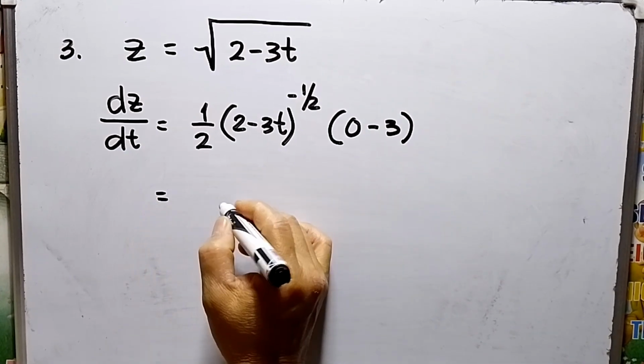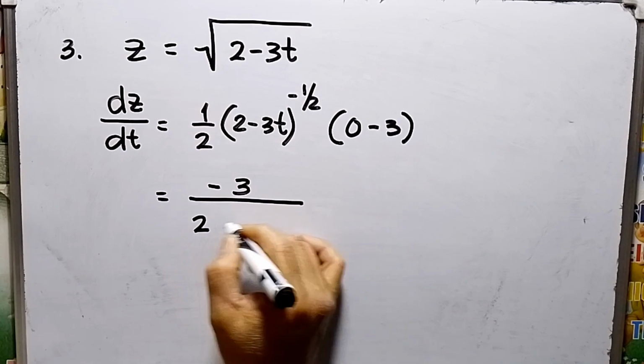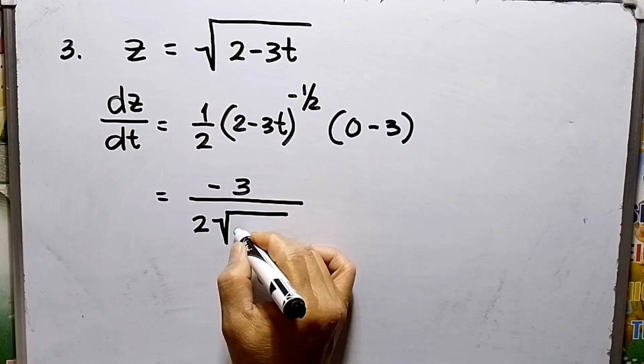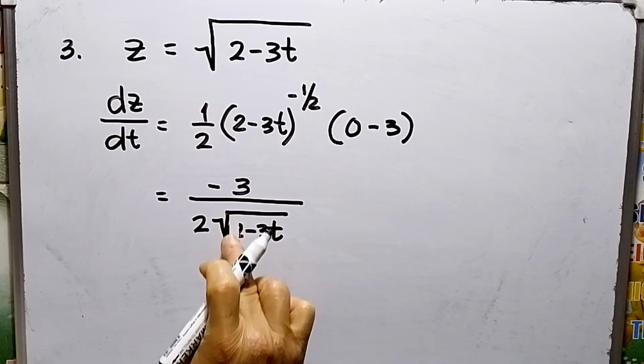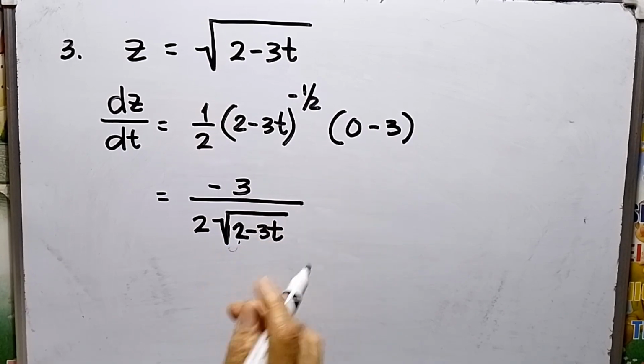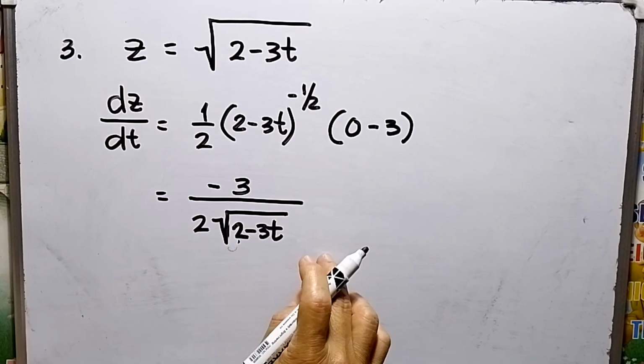So this will be negative 3 over 2 square root of 2 minus 3t. So this is the answer for number 3.